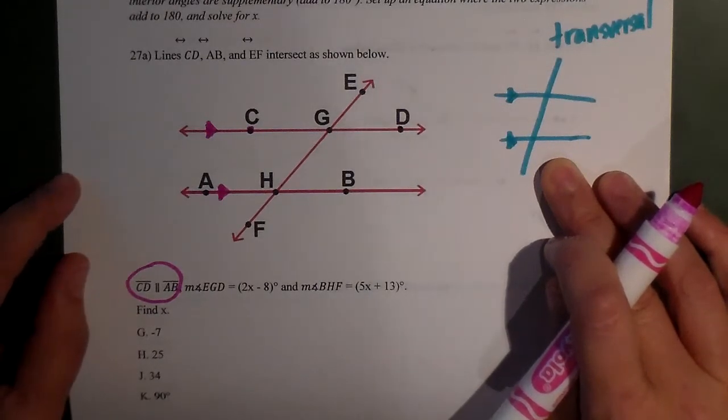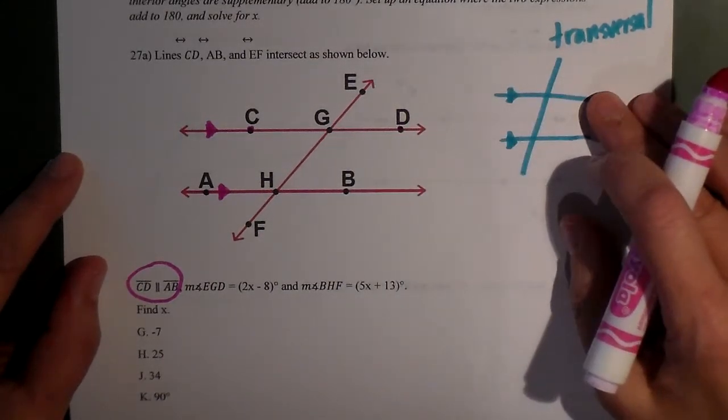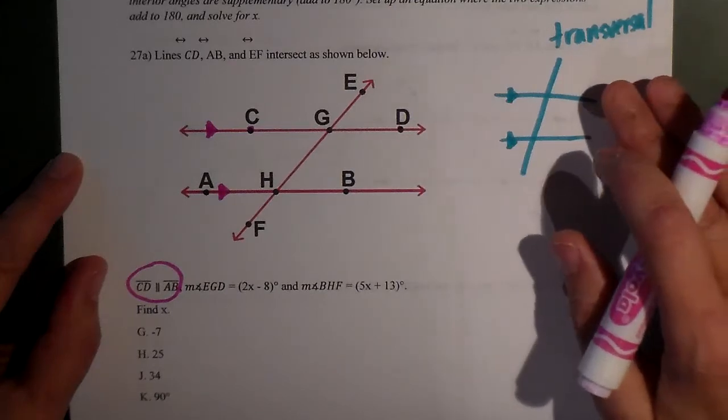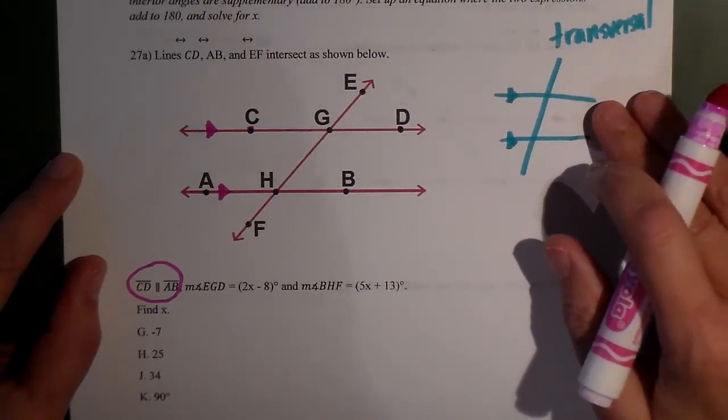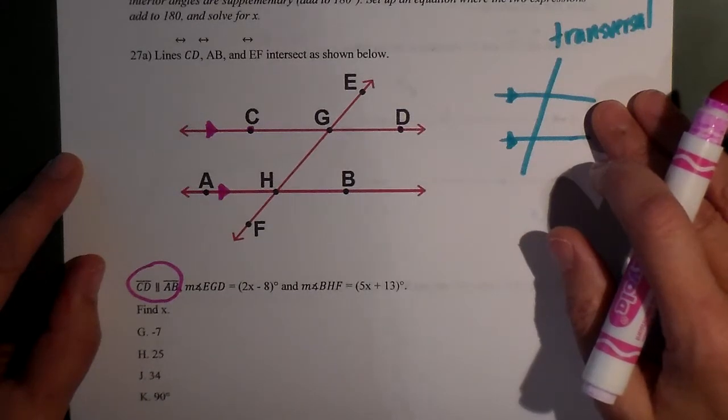Now, easy way to remember this, all of the acute angles are the same. They're congruent, and all of the obtuse angles are congruent or the same. If you have a pair that has an obtuse angle and an acute angle, they're not equal, they add to 180. That's all you have to remember.